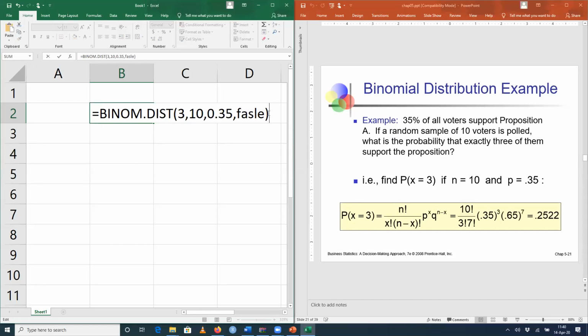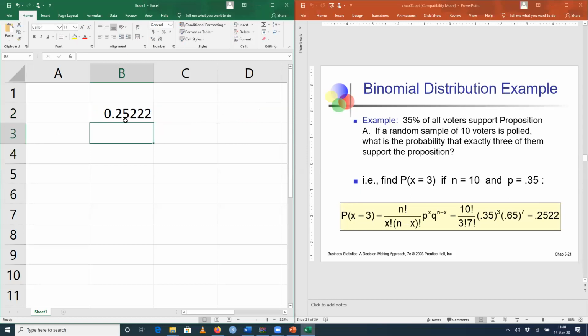Then the probability, we just press enter, sorry, here is something wrong, BINOM.DIST 3, false. Yes, false may be capital in it. So the probability is 25.22% chance for this specific scenario.